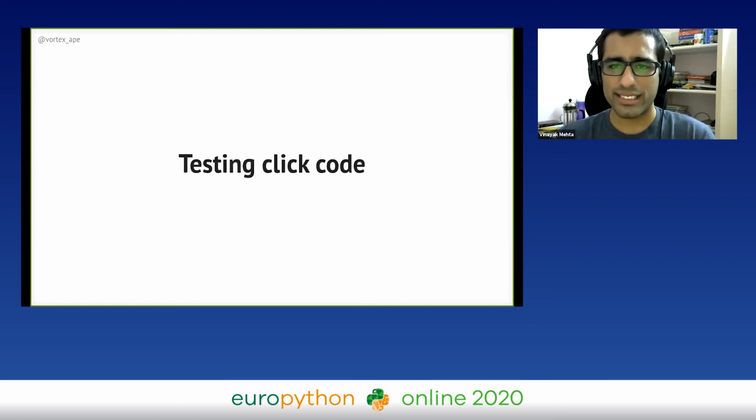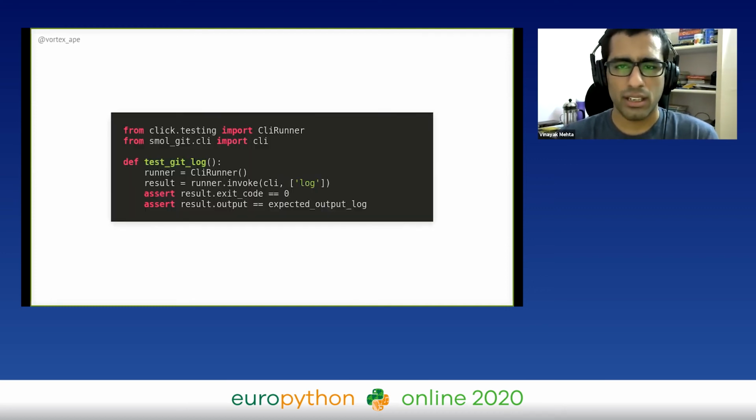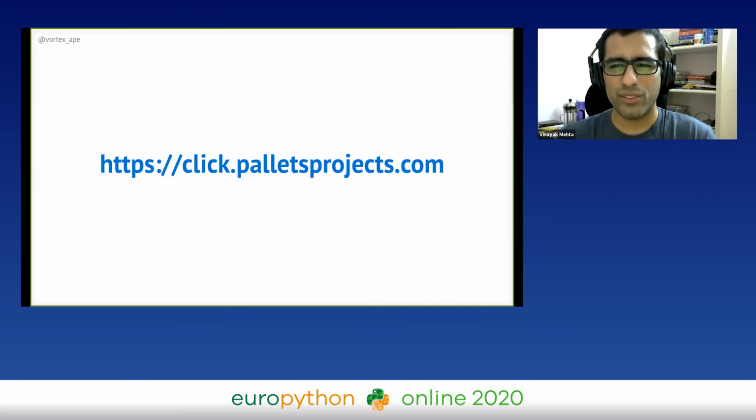Click also lets us test the CLIs that we write. We can use the CliRunner class to invoke each subcommand in a CLI and check the result against their expected output. And these are only a subset of features which Click has to offer. You should totally check out the Click docs to look at more awesome things that you can do with Click.